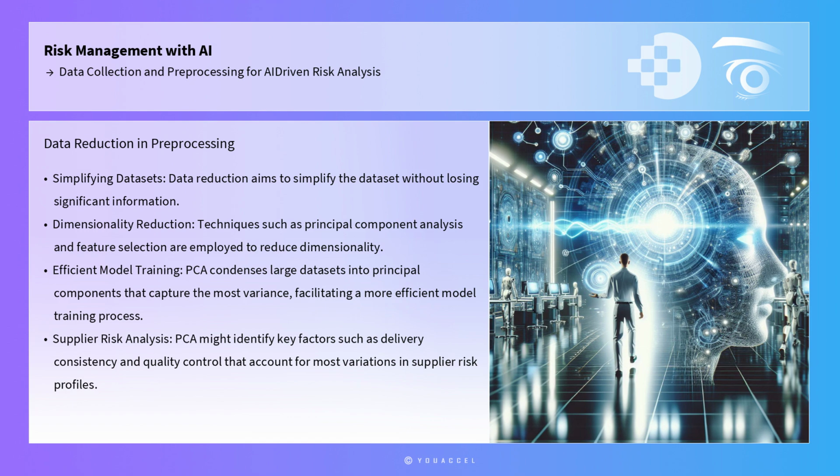Data reduction is the final step in pre-processing, where the goal is to simplify the dataset without losing significant information. Techniques such as principal component analysis and feature selection are employed to reduce dimensionality. PCA can be particularly useful in condensing large datasets into principal components that capture the most variance, facilitating a more efficient model training process. For instance, when analyzing risks related to supplier performance, PCA might identify key factors such as delivery consistency and quality control that account for most of the variations in supplier risk profiles.